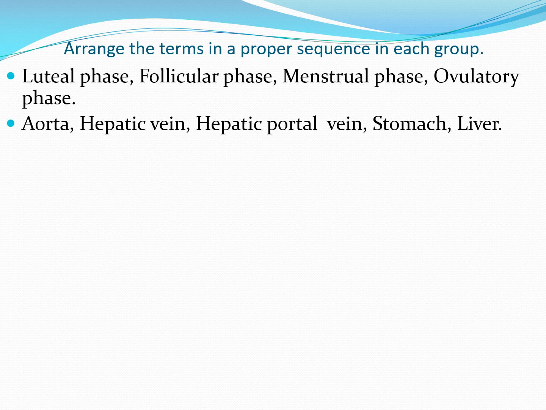From liver through hepatic vein it is added into the inferior vena cava. So the order is first aorta, next stomach, next hepatic portal vein, next liver, next hepatic vein.